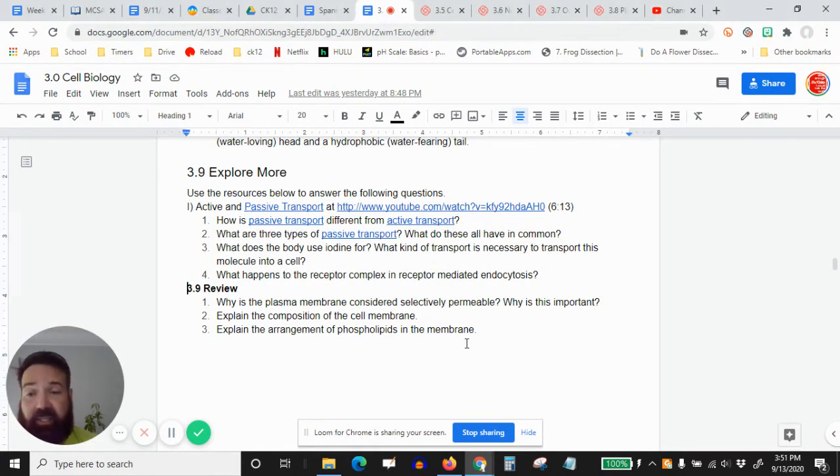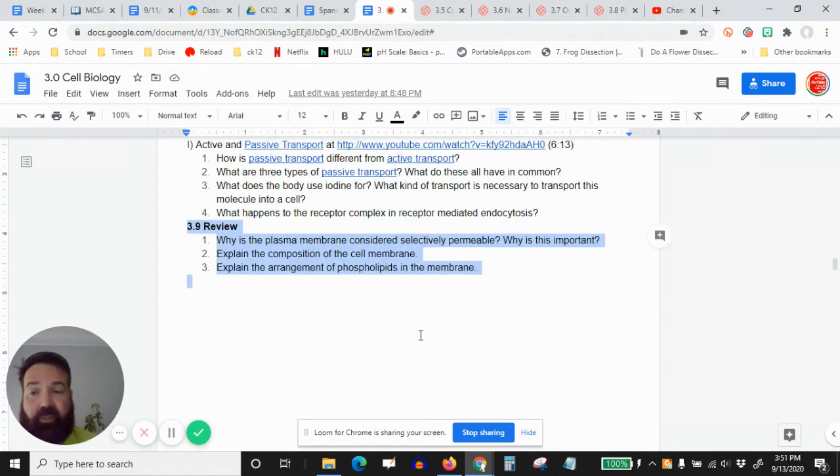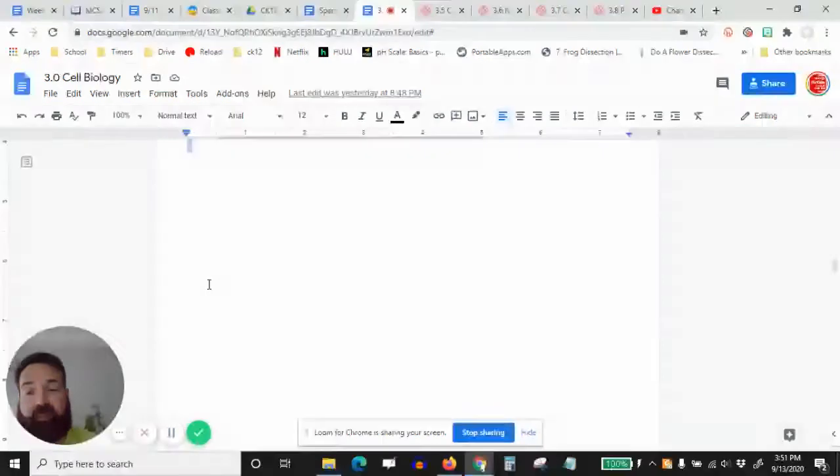I did assign the review questions. So 3.9 review number one. Why is the plasma membrane considered selectively permeable? Why is this important? Number two. Explain the composition of the cell membrane. Number three, explain the arrangement of the phospholipids in the membrane.